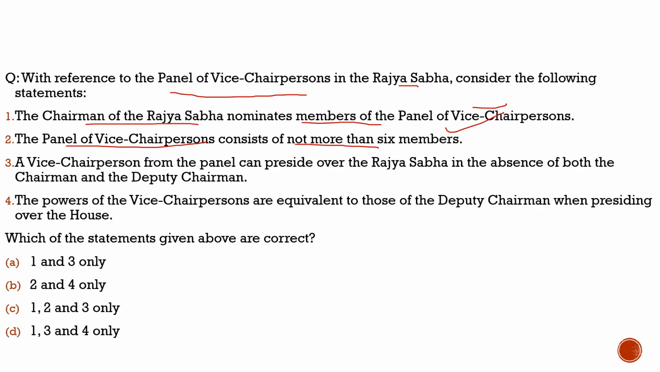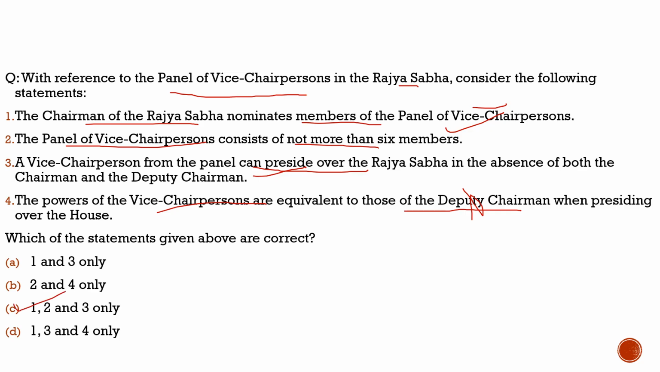Second statement: the panel of vice chairpersons consists of not more than 6 members. 100% true. Third statement: a vice chairperson from the panel can preside over the Rajya Sabha in the absence of both the chairman and the deputy chairman. 100% correct. Fourth statement: the powers of the vice chairperson are equivalent to those of the deputy chairman when presiding over the house. No, equivalent to the chairman, not deputy chairman. So with respect to this question, the correct answer would be option 1, option 2 and option 3 only, and from the code given below, the correct code would be option C.